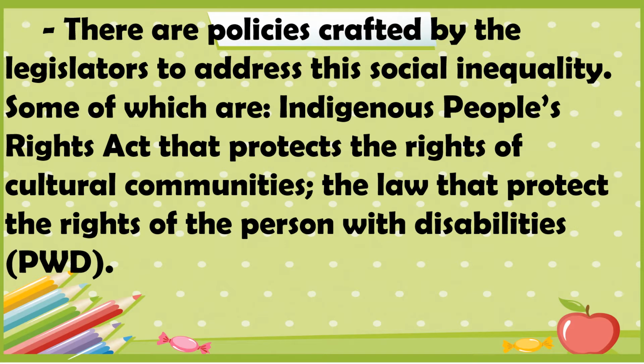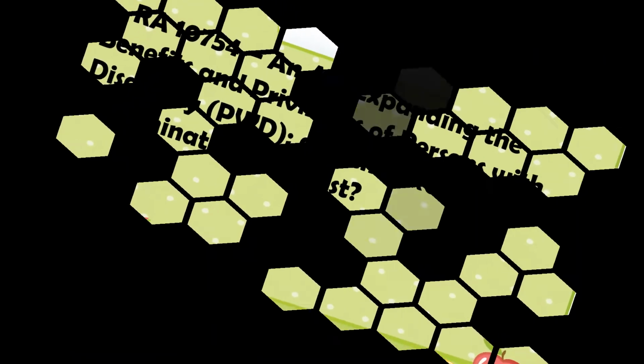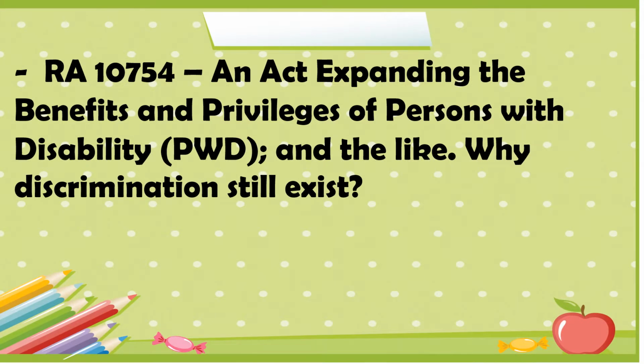There are policies crafted by the legislators to address this social inequality, some of which are the Indigenous Peoples' Rights Act that protects the rights of cultural communities, the law that protects the rights of persons with disabilities or PWD, Republic Act 10754, an act expanding the benefits and privileges of persons with disability or PWD, and the like. Why does discrimination still exist?